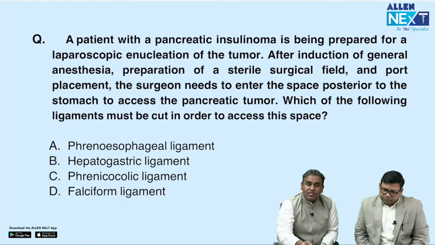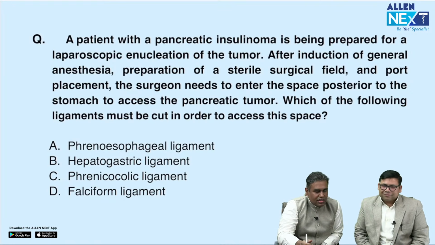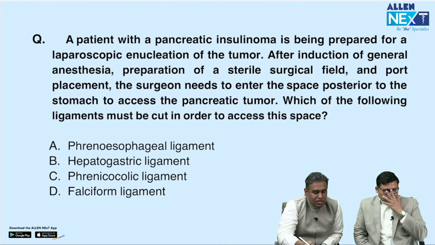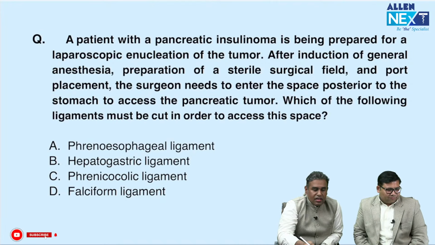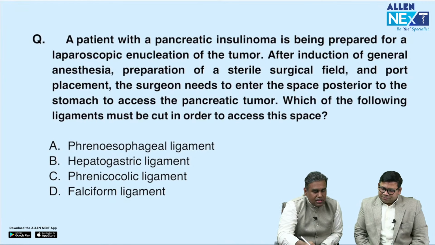So here's a question on pancreatic insulinoma. There's a patient with a pancreatic insulinoma who is being prepared for a laparoscopic enucleation of the tumor. After induction of GA, preparation of the sterile surgical field and port placement, the surgeon needs to enter the space posterior to the stomach to access the pancreatic tumor. Which of the following ligaments must be cut in order to access this space?